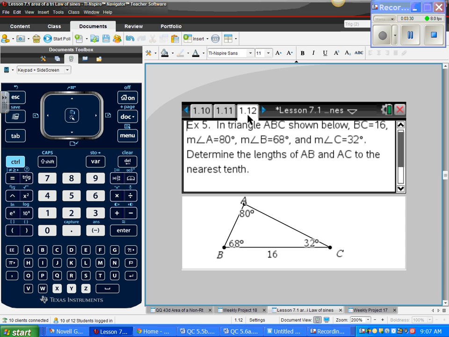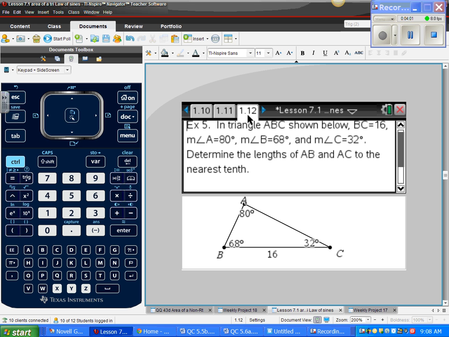In triangle ABC, shown below, BC is 16. The measure of angle A is 80 degrees. The measure of angle B is 68 degrees. And the measure of angle C is 32 degrees. Determine the lengths of AB and AC to the nearest tenth. So if you want to draw that triangle into your notebook, that would be great. If not, you don't have to.